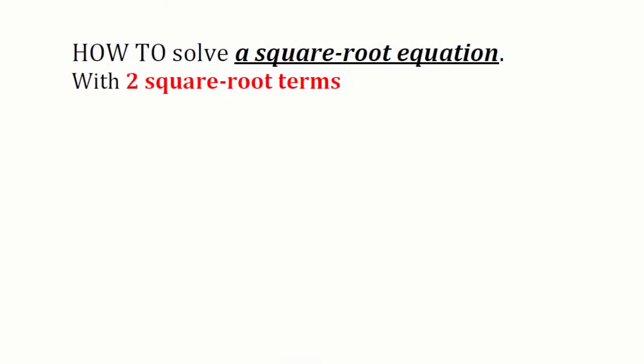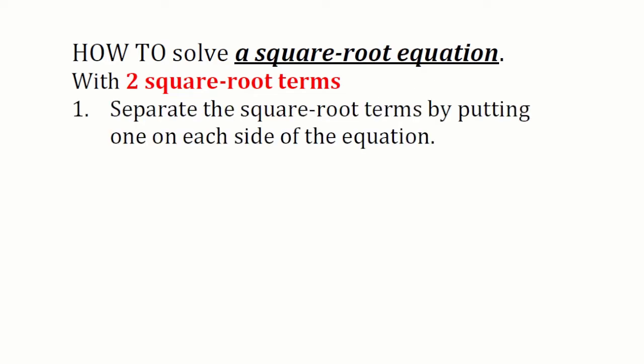Alright, so in what I have pointed out about example 2 that we have just written on the board, we're about to solve a square root equation where we have exactly 2 square root terms involved. So this is the instruction for how we can solve that square root equation with 2 square root terms involved. As the first step, we want to separate the square root terms by putting 1 on each side of the equation.